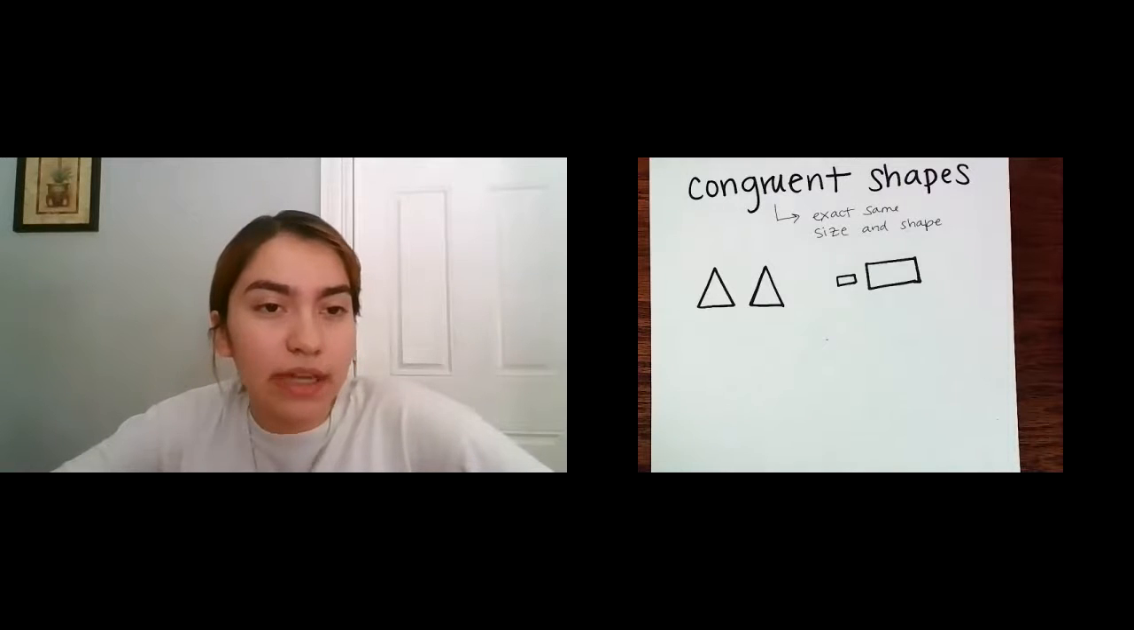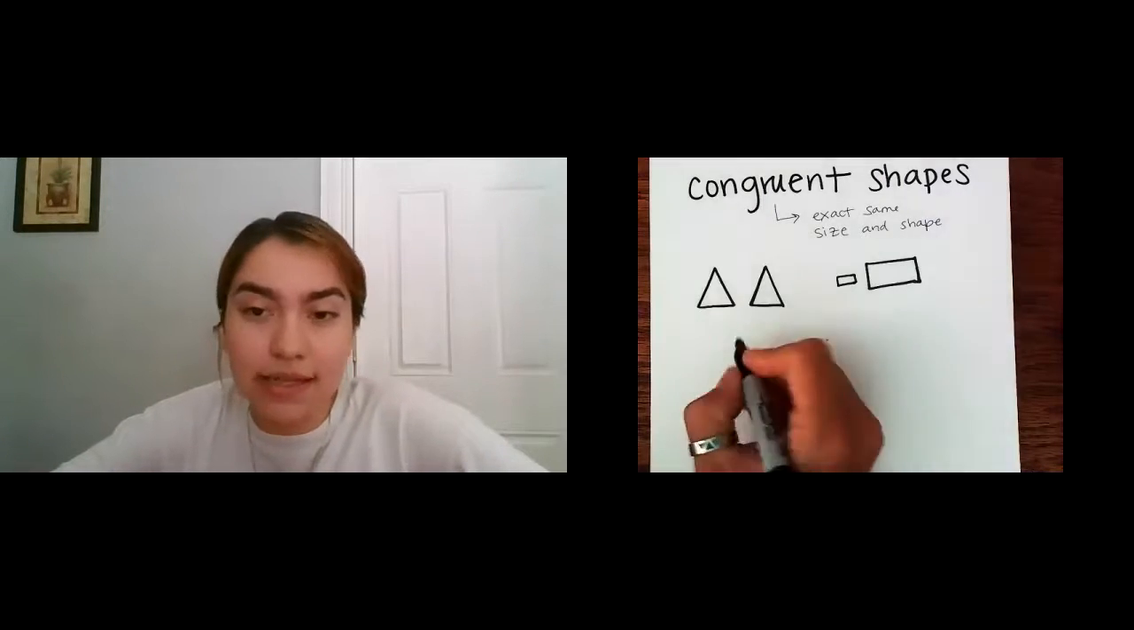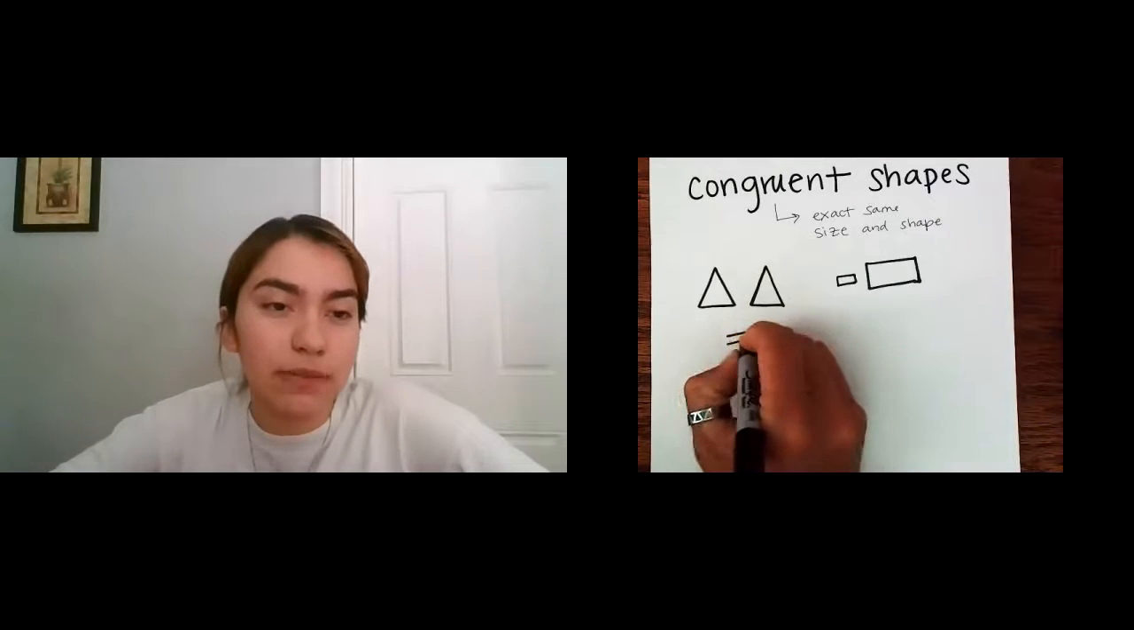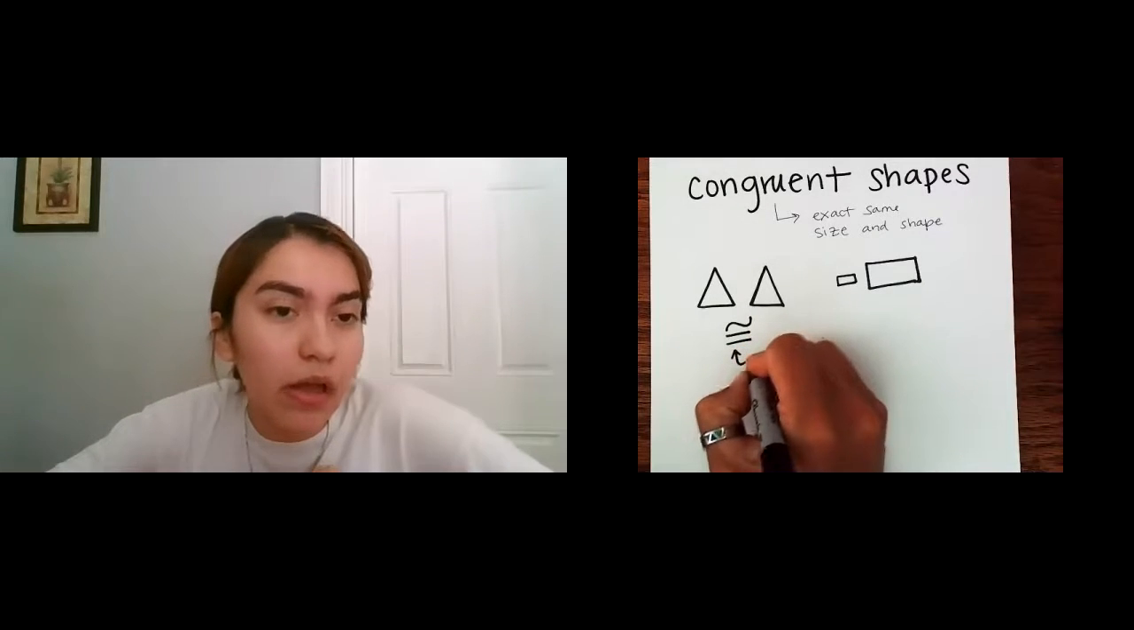So our example on the left, you see two triangles. These are actually the same shape and the same size. So we see that these are congruent shapes. When wanting to write this, you would represent this with the congruent symbol.